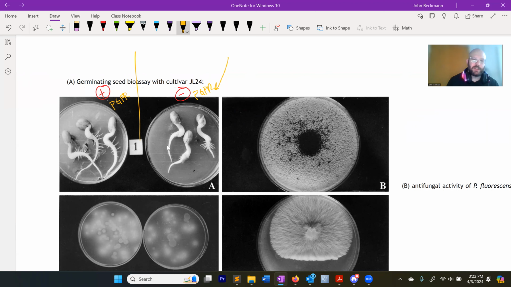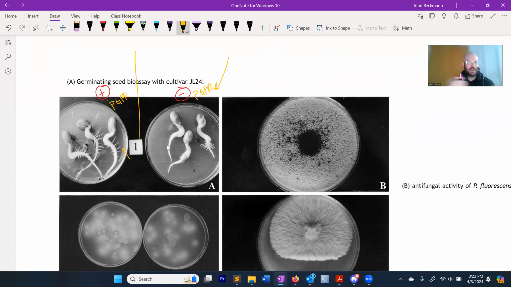Yeah, so this is probably longer. What else do you see? Yeah, these nodule things are more robust in the PGPRs. They talked about that a little bit in the introduction. I think they're termed nodules. Again, I'm not a plant expert, okay?